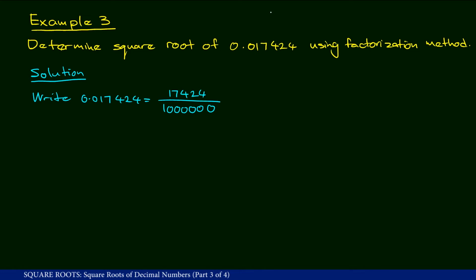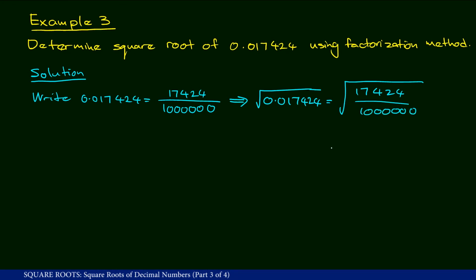Is it right? Let me just check. 1, 2, 3, 4, 5, 6. That is correct. So that is 6 zeros for the denominator. So that means if you want to find the square root of 0.017424, then we need to find the square root of that fraction, which is 17,424 over 1 million.